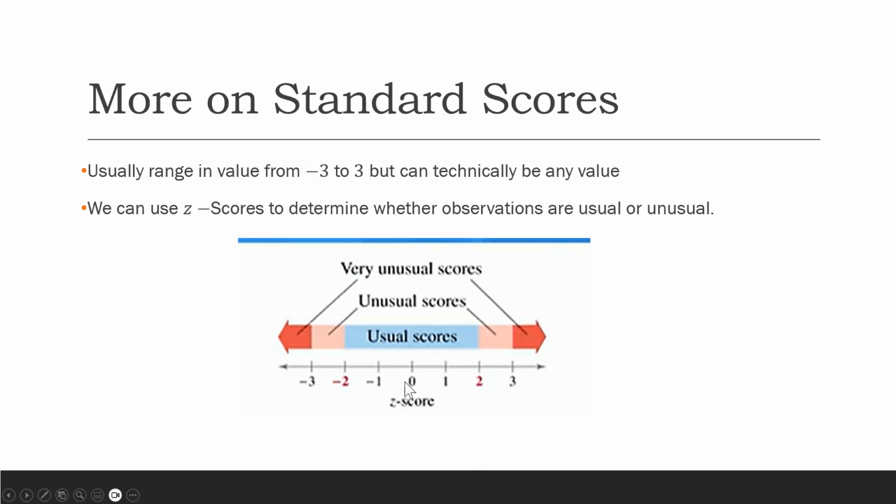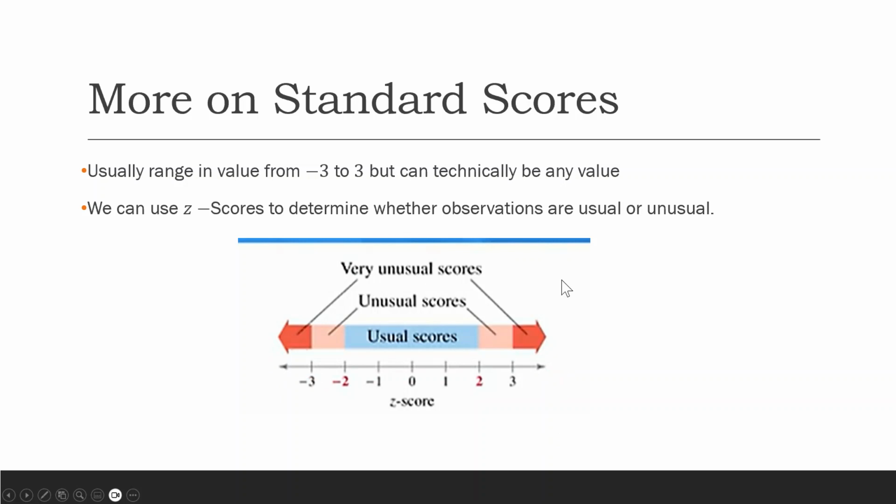If I find a z-score or a standard score, and it's between -2 and 2, I'm going to say that observation is pretty usual. But if it's more than 2 units from 0, but less than 3 units from 0, so in this range here or in this range here, I'm going to call that standard score unusual. And then if it's less than -3 or larger than a +3, that's going to be a very unusual score.